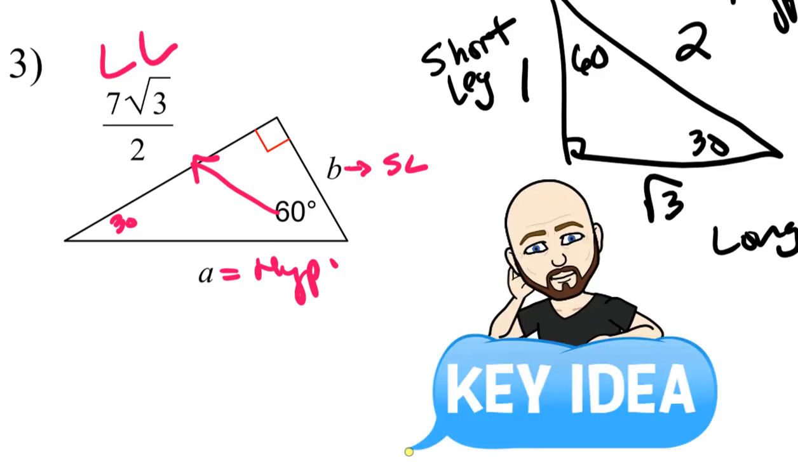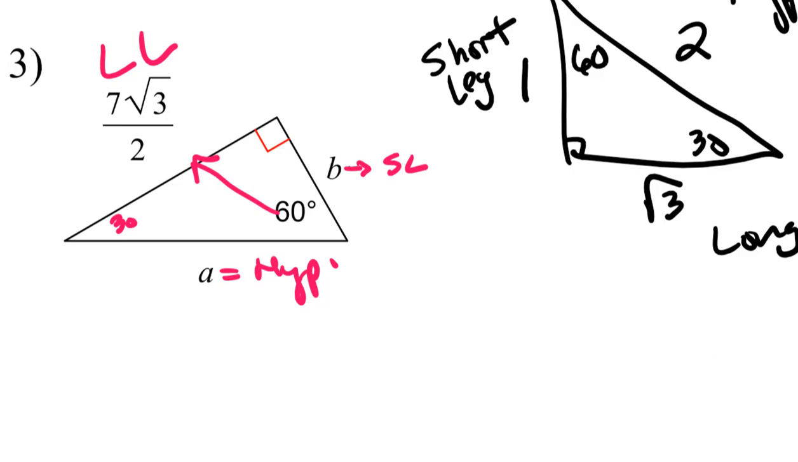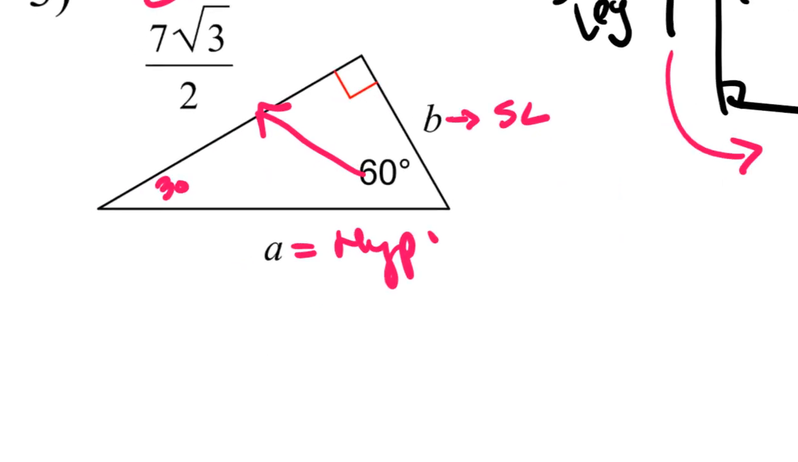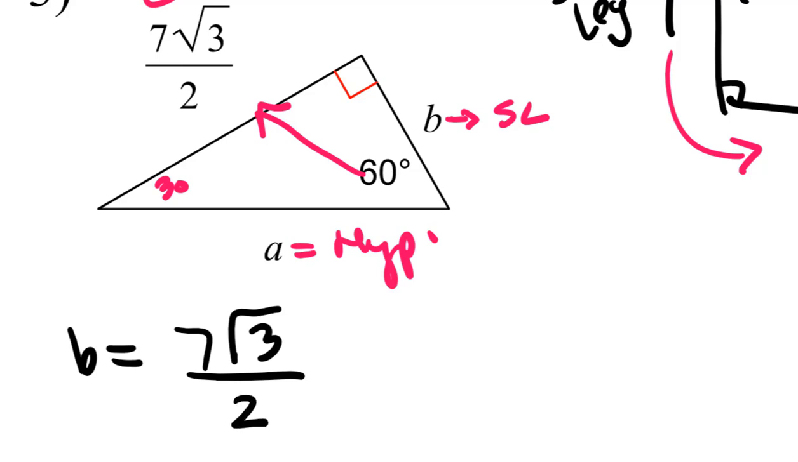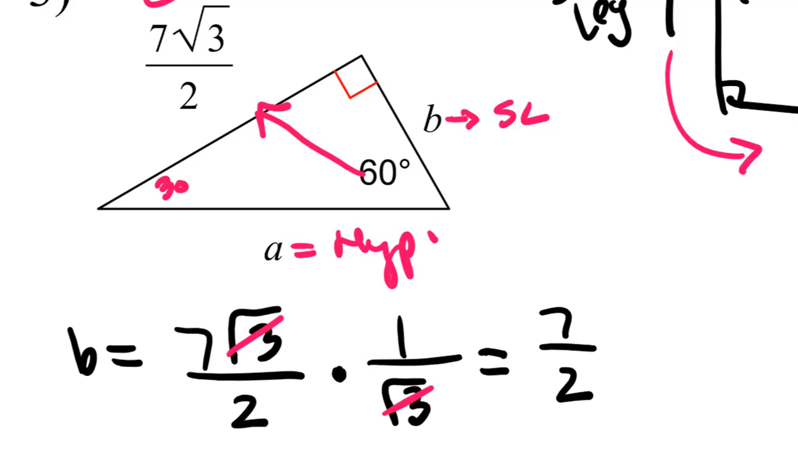Now, the key is to get back to the short leg. When I go from short leg to long leg, I just multiply by square root of 3. I already did that, so now I have to go backwards. The opposite of multiplying by square root of 3, of course, is dividing by square root of 3. So to figure out what B is, because that's my short leg, I would take 7 square root of 3 over 2, and divide that by square root of 3, or multiply that by 1 over square root of 3, because that's the same thing. Notice it's really convenient, those square root of 3's would just cancel out, in which case we would get 7 over 2. So that's the value of B.